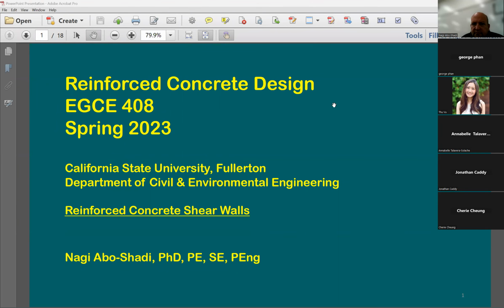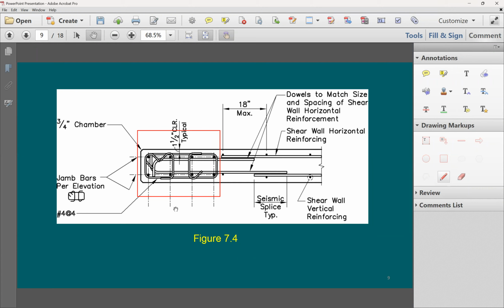This is what you call jam bars, the vertical ones. You have a tie around it to provide confinement for the concrete at this location. Then you have the wall reinforcing. This is a plan, which means these rebars that you're looking at here give you the vertical rebar, this one, and this gives you the horizontal ones.